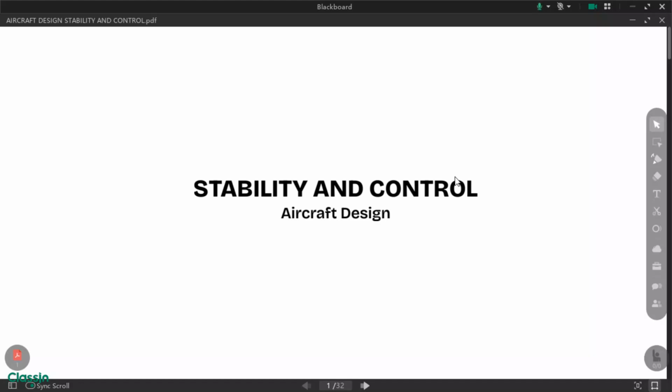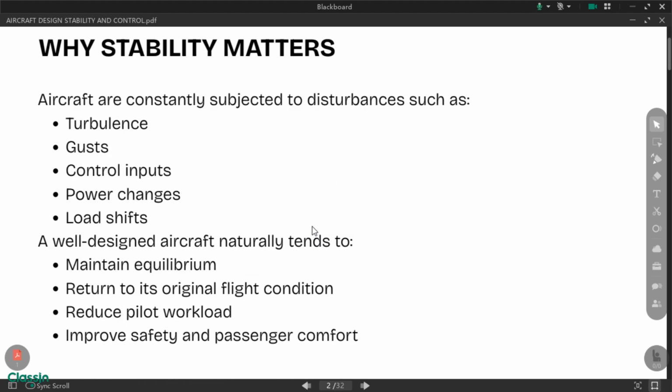Okay guys, so this would be part 1 ng conceptual lectures natin for aircraft design, stability, and control. So this part would focus on stability, no? So how an aircraft would respond when disturbed from equilibrium. Okay, so first is why stability matters.